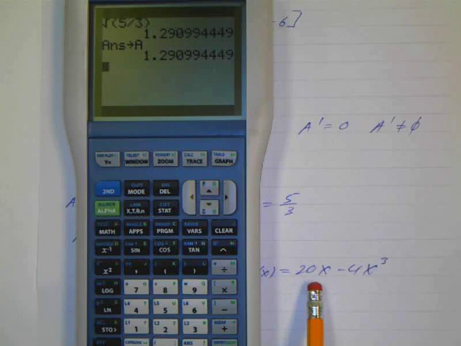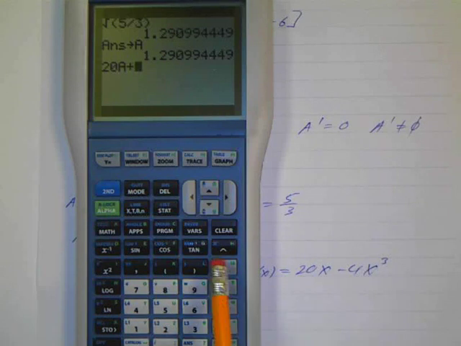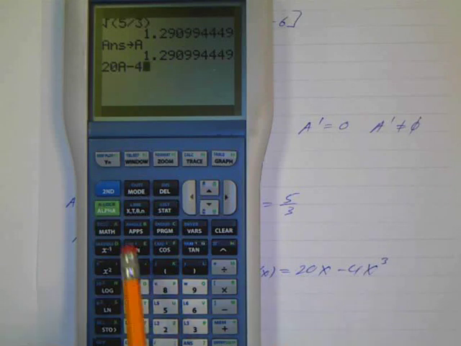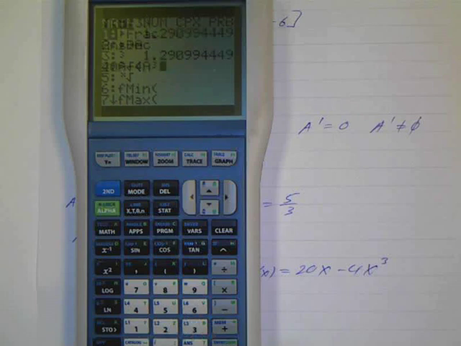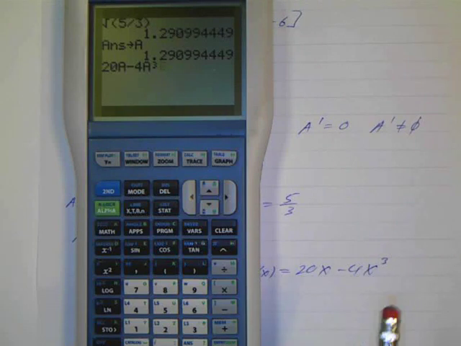Now we want to put that in this equation, so we want 20 times alpha A, so 20 alpha A, minus 4 times alpha A, and then we're going to cube it. Now you don't have to put caret 3. What you can do is you just hit math 3, and that'll make that cubed. So there's our value of the function. We put the square root of 5 over 3 in our function, and we press enter, and we get 17.21, so that's our area. That's your answer. So now you're done.